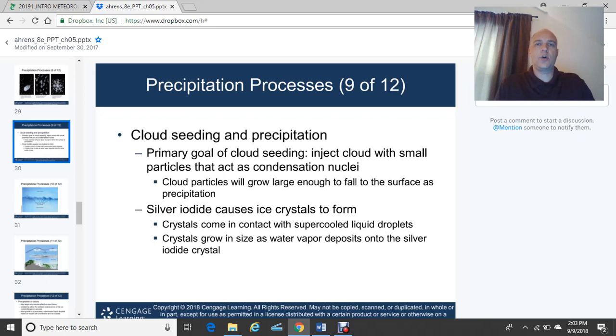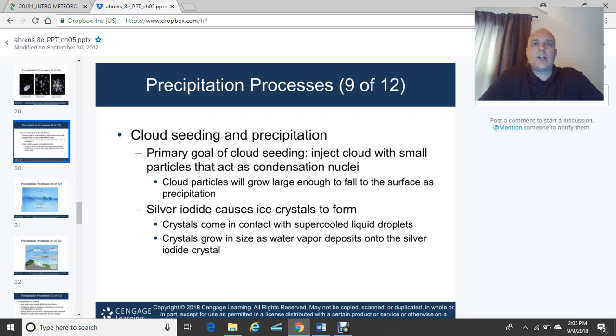So the goal was to try to get this hurricane to kind of rain itself out. It's also been utilized in other experiments, as far as trying to get precipitation in areas with drought. And unfortunately, the results have been too sporadic to really say it works. So, cloud seeding and precipitation.